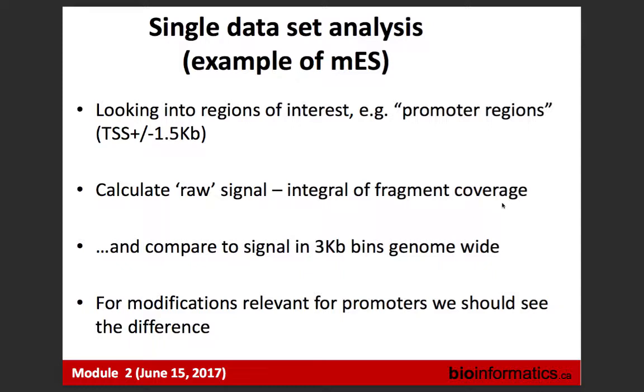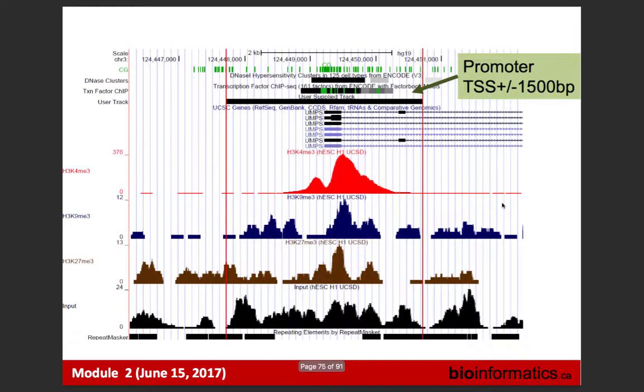We take these profiles, these wig files. We calculate the integral of the signal. Maybe the next slide will explain it. So that's our marks. Here are our profiles, and this is a particular gene, and here's the promoter, in this case plus minus 1.5 kb. What we do is take the integral. We calculate the area under the curve for all those tracks, and this will be our signal. Then we do the same for every 3 kb bin in the entire human genome.